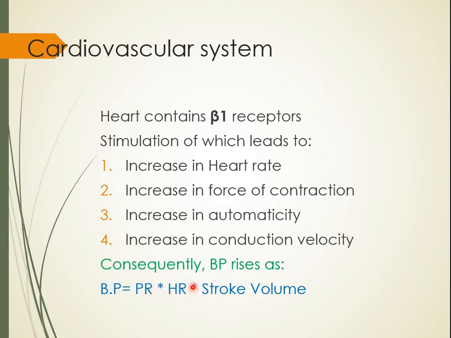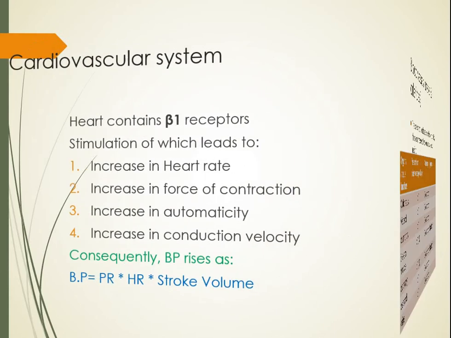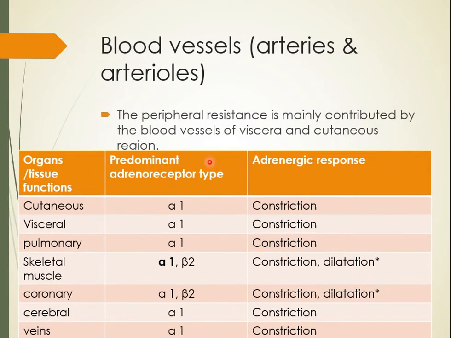The heart rate is increased because of positive chronotropic effect, and the stroke volume, because of force of contraction of the myocardium, or due to the positive inotropic response, is increased. So consequently, blood pressure rises. Now, effect of the norepinephrine on the blood vessels, artery and arteriole. It is an important point to remember that peripheral resistance is mainly contributed by the blood vessels of viscera and cutaneous.